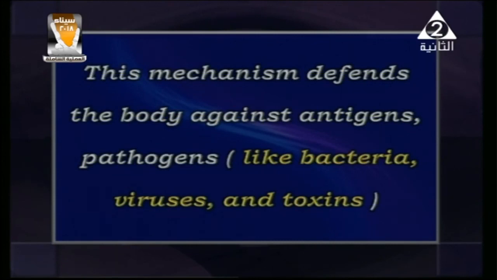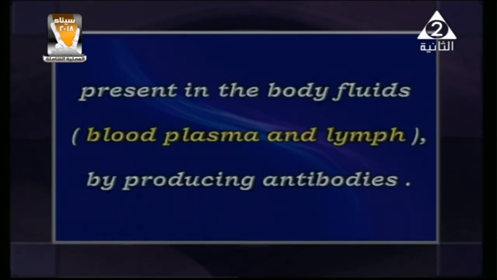This mechanism defends the body against antigens and pathogens like bacteria, viruses, and toxins. Again, remember that the first one inside the third line, humoral or antibody-mediated immunity, deals with pathogens like bacteria, viruses, and toxins. It is present in body fluids like blood plasma and lymph, and works by producing antibodies.